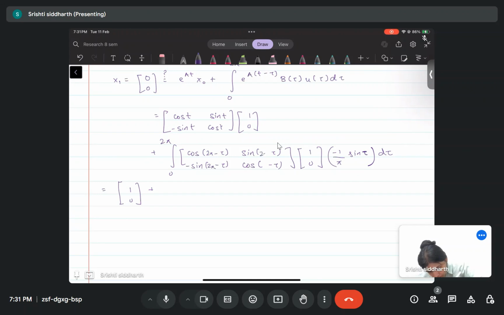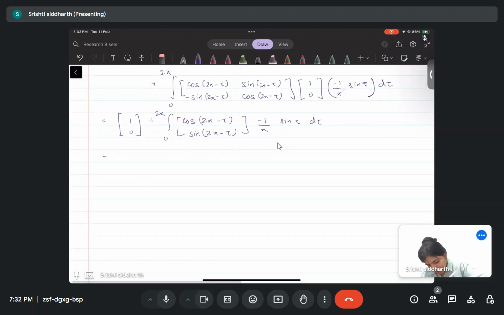Tau everywhere. We simply have cos 2 pi minus tau minus sine 2 pi minus tau times 1 by pi sine tau. So we have 1, 0. So cos 2 pi minus tau is simply sine tau. And then minus sine will be, let's see.